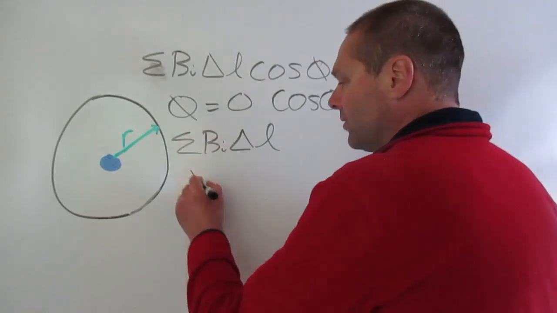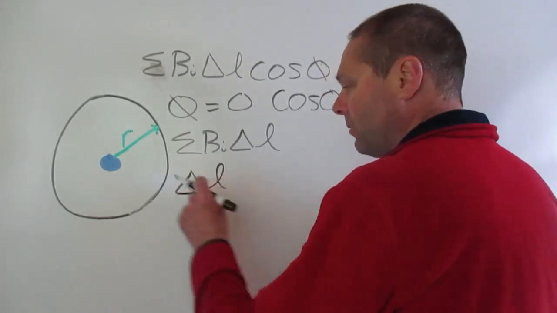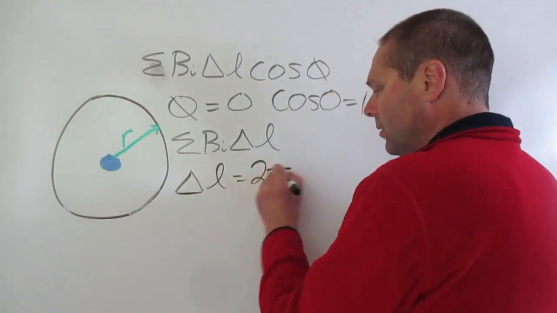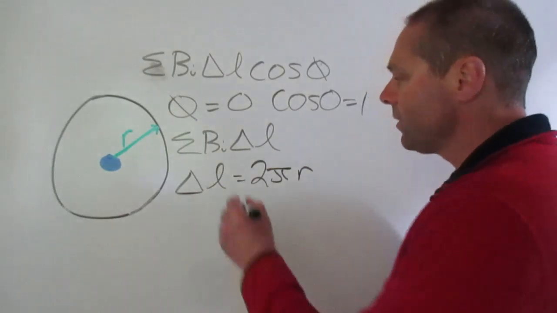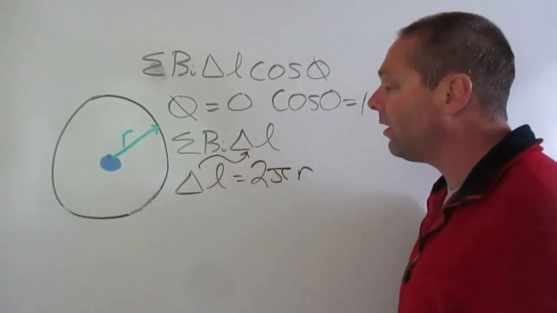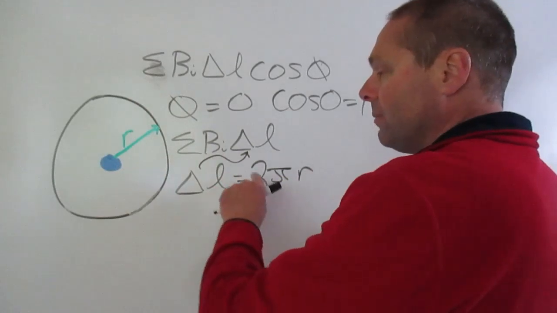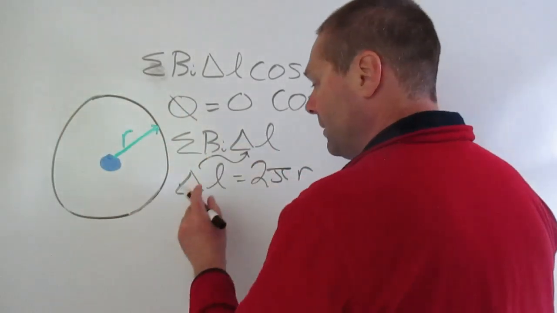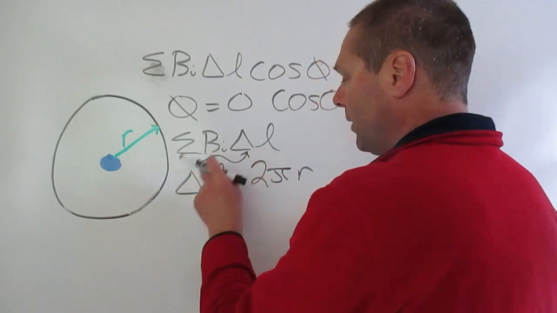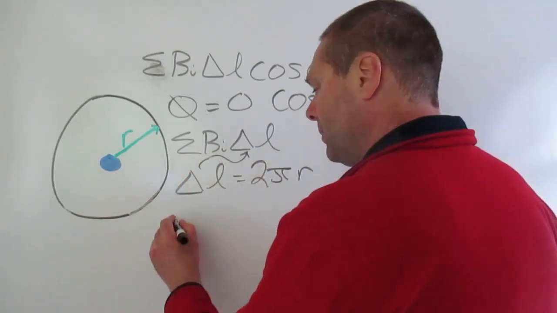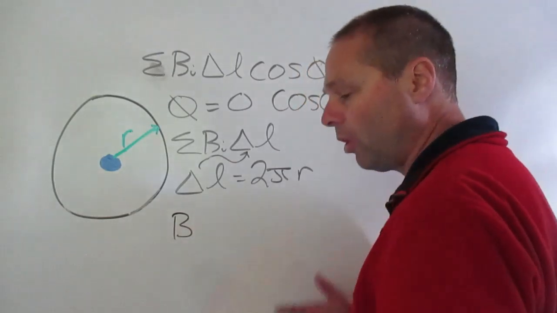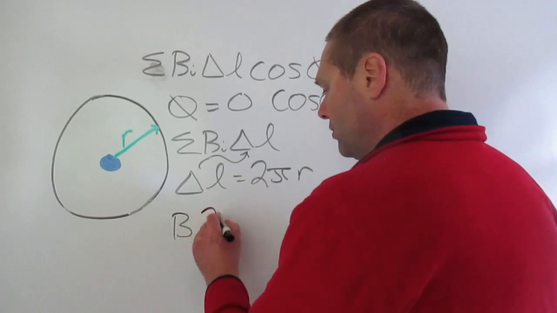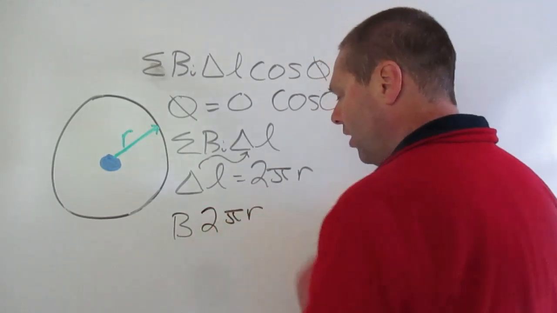Now the length around the circle is going to be our circumference. The circumference around this ring is equal to 2 pi r. We can then substitute that in for L, and this is going to be a length all the way around. We can sum up all the individual B fields, and that's just going to be B. So now this equation becomes B, which is the sum of the magnetic field around this ring, times 2 pi r.